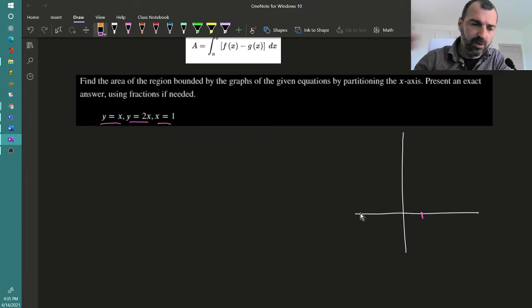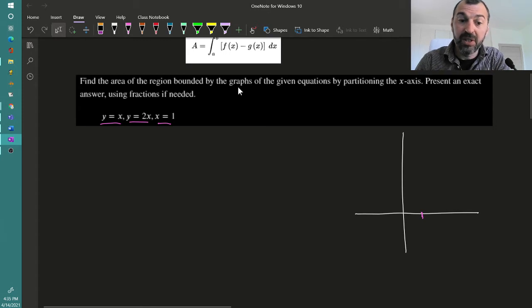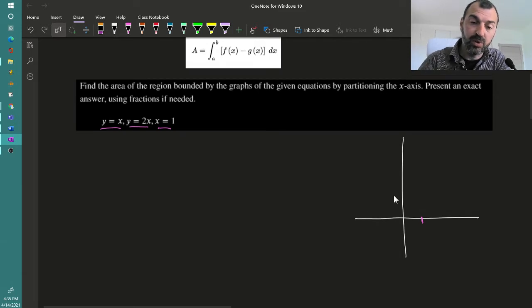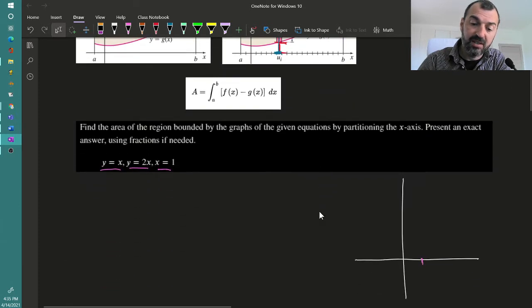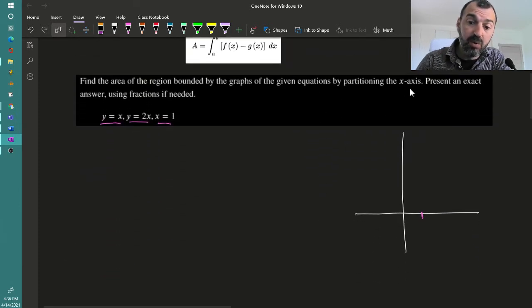So there's our example. Find the area of a region bounded by the graphs of the given equations. So here are our equations, and we're going to partition the x-axis. What that means is our little rectangles are going to be partitioned along the x-axis there. And we want to present the exact answer.